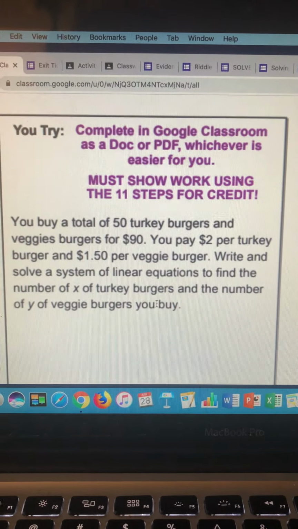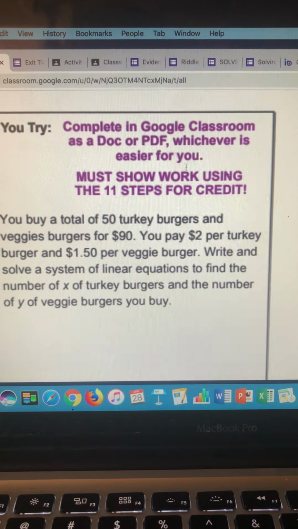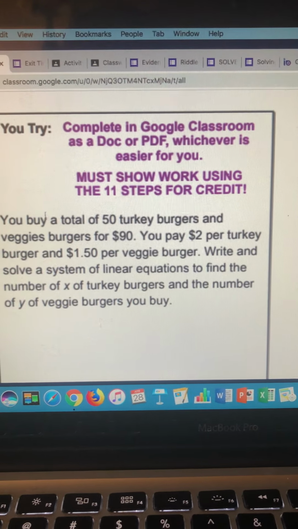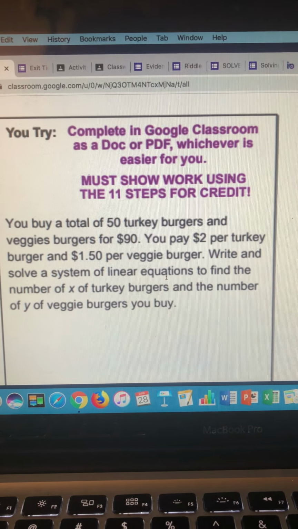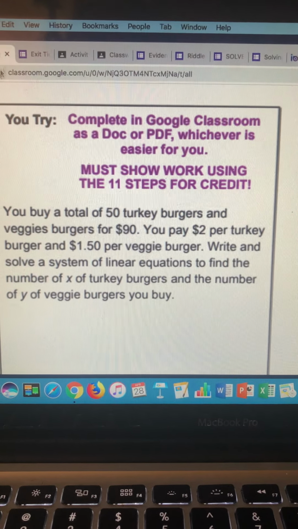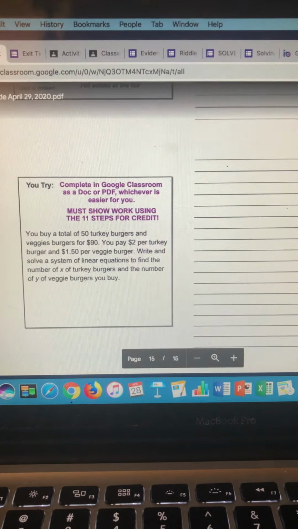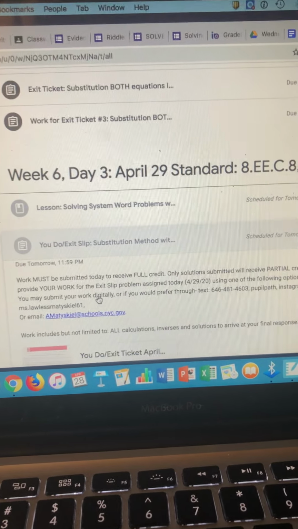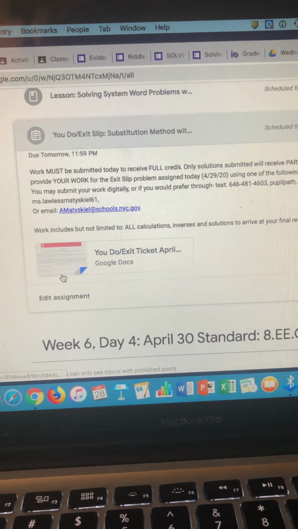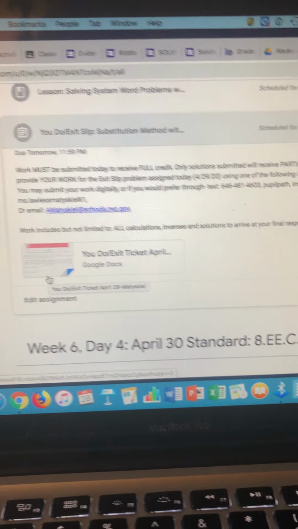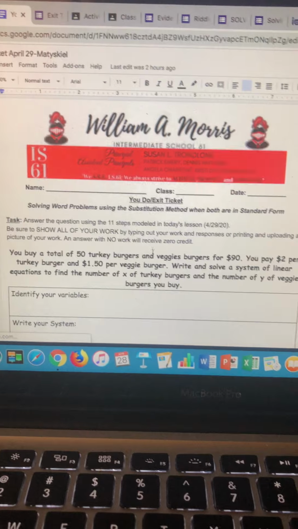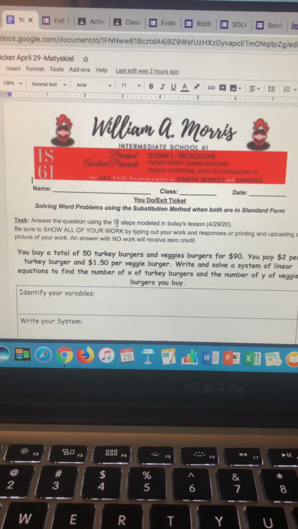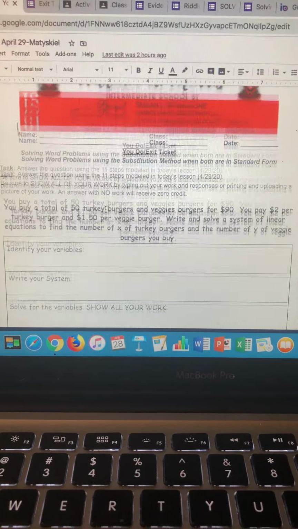Okay, so your you-do is a Google Doc. It is a question very similar to the 3 that are modeled in the lesson. I'm going to get out of this to just show you what that looks like. So it's right here. You must show your work for this. If the work is not included, then you will not receive full credit. So the task is written right here. I remind you that you have those 11 steps from the lesson to help you.